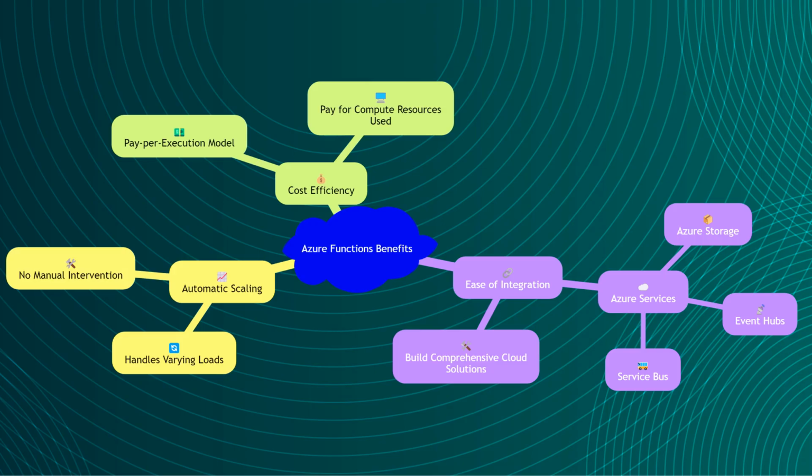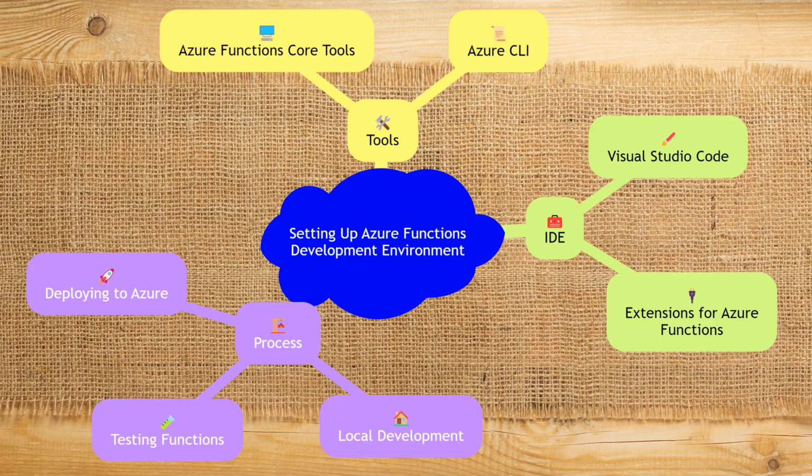Azure Functions offers several benefits, including automatic scaling, cost efficiency, and ease of integration with other Azure services. Automatic scaling ensures that your functions can handle varying loads without manual intervention. Cost efficiency is achieved through a pay-per-execution model, meaning you only pay for the compute resources used during function execution. Additionally, Azure Functions seamlessly integrates with other Azure services like Azure Storage, Event Hubs, and Service Bus, enabling you to build comprehensive cloud solutions.